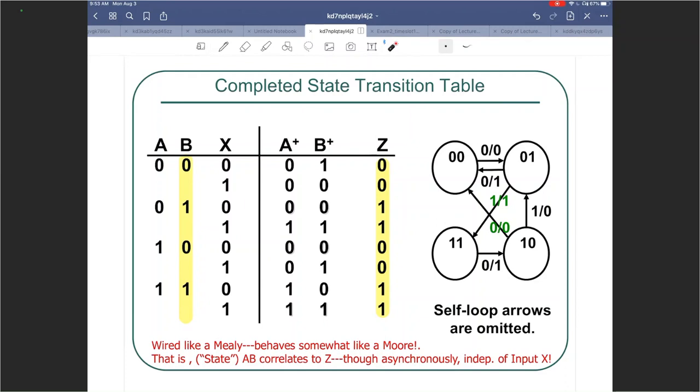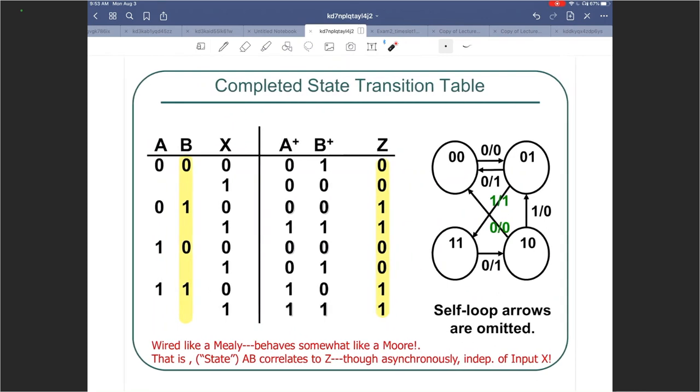So what does that mean? That means that it is wired up as a Mealy machine, but it is behaving like a Moore machine because Z is dependent on B. So it is independent of input X, but it is not wired up as independent of X. It is still wired up with X coming in, but it doesn't behave that way. It behaves as a Moore machine. So that is also a possibility: something that is wired up as a Mealy machine, but behaves as a Moore machine. All right.